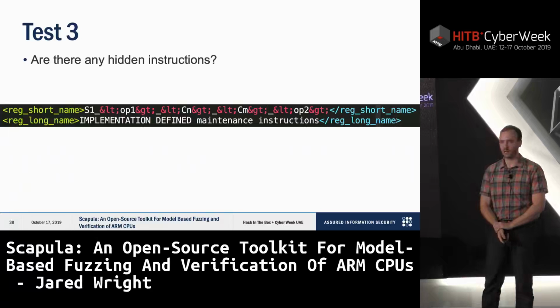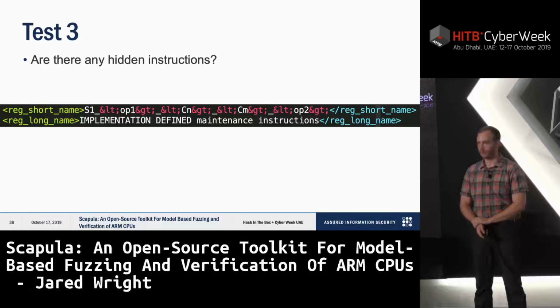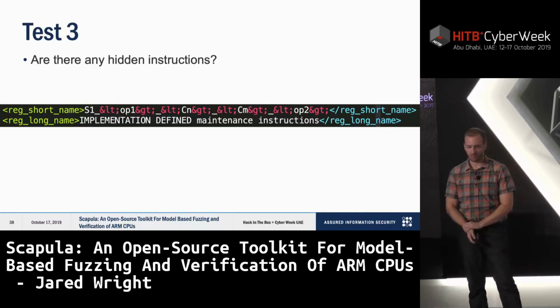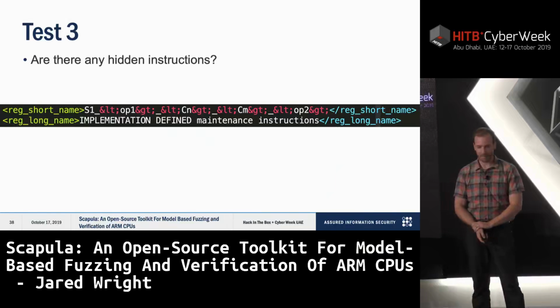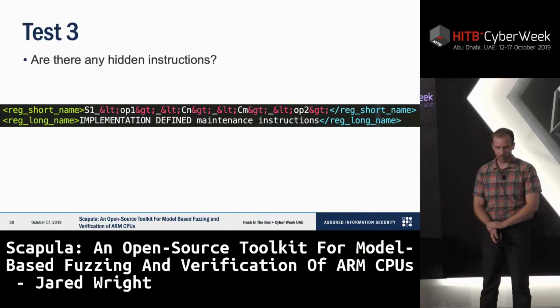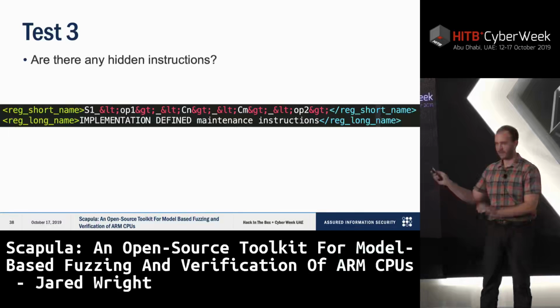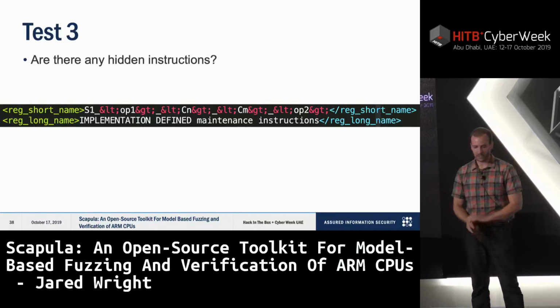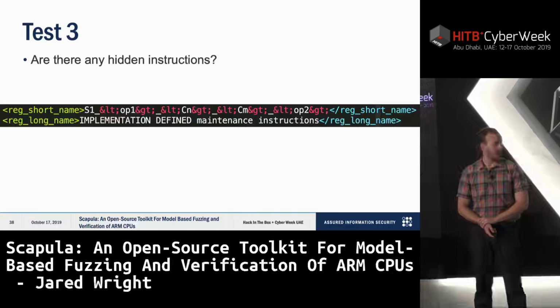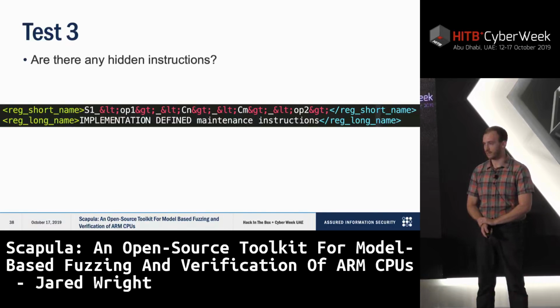Usually these are spaces where it's up to somebody to take an ARM design and add their own sort of extra-ness to the ARM processor. So I saw this interesting register, actually. It's got a funny name, S1_OP1_CN_, etc. The description of this, though, says it's a register that lets you add implementation-defined maintenance instructions for the processor. So that's pretty cool.